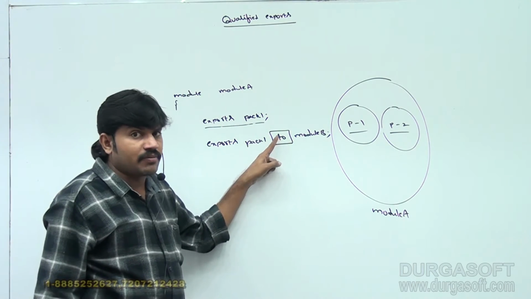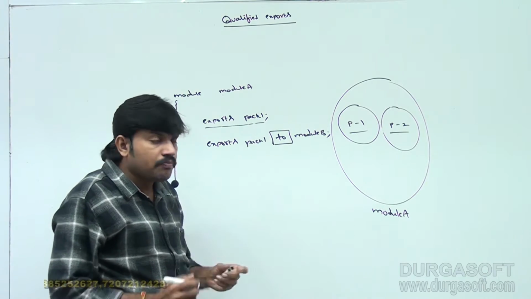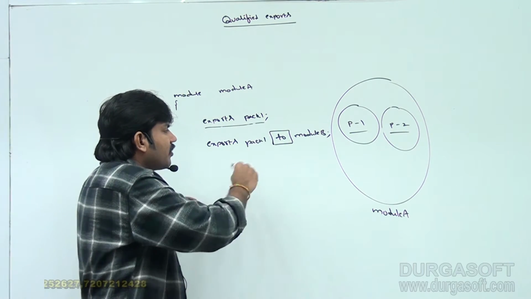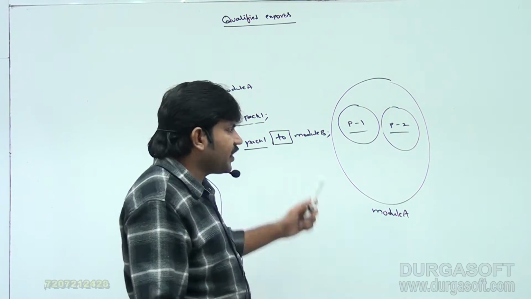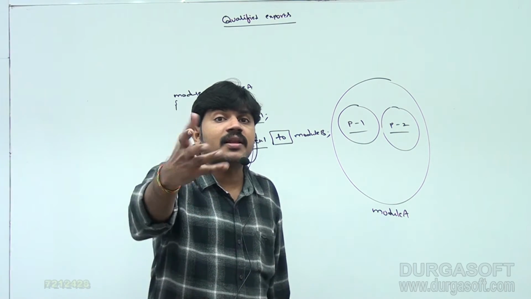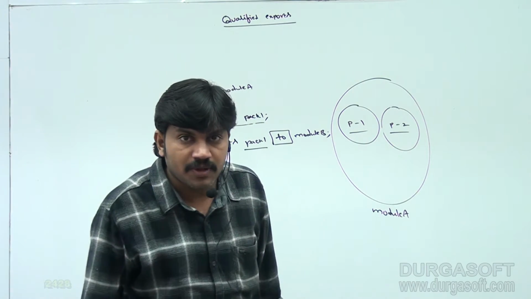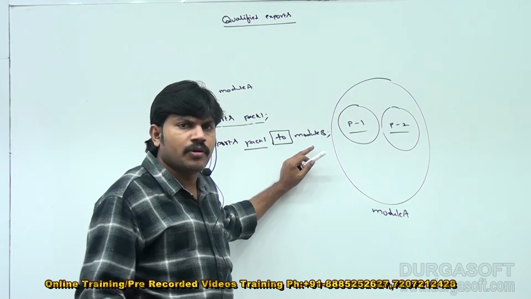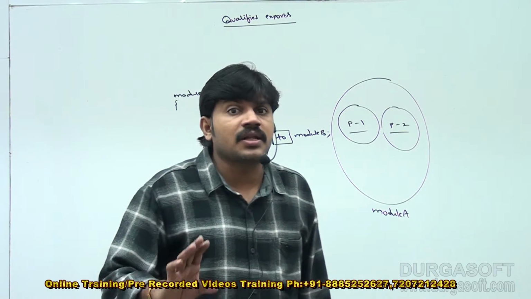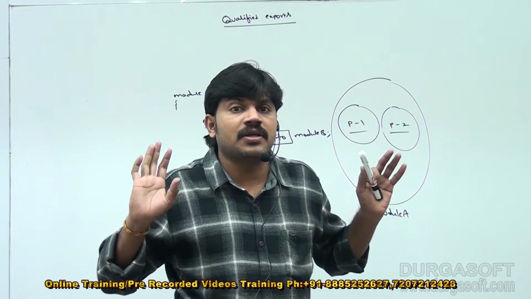Are you getting which keyword I'm using? To module B. So now pack 1 is available only for module B. For the remaining modules, it is not available. Clear, right? Remember this one.